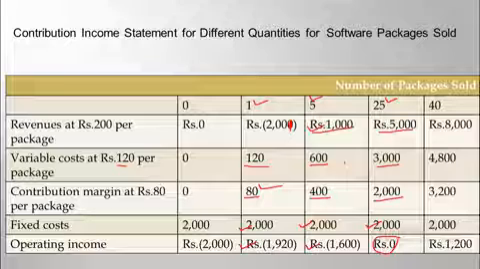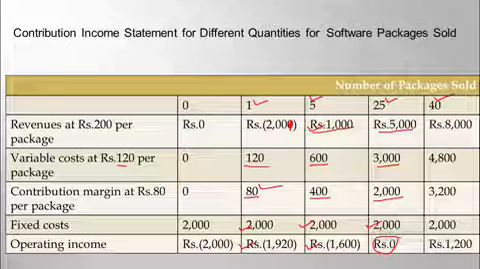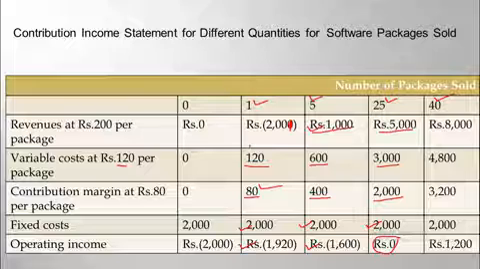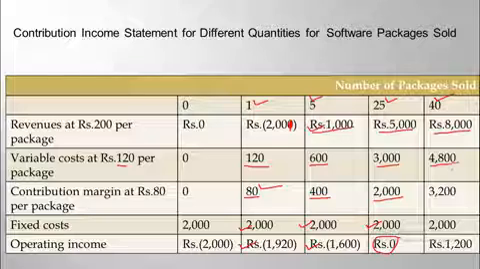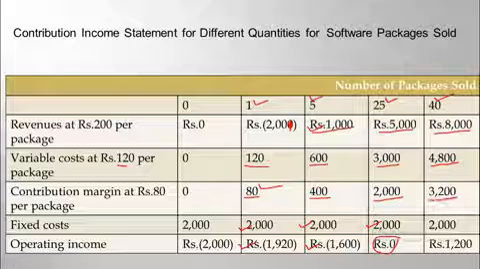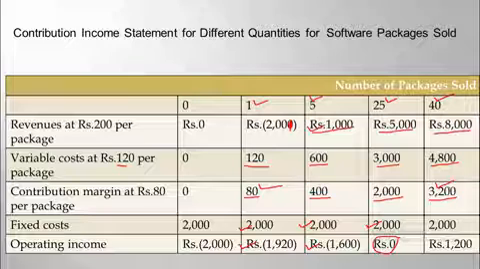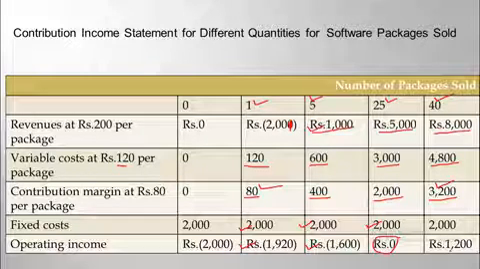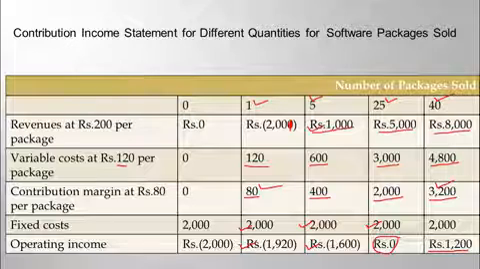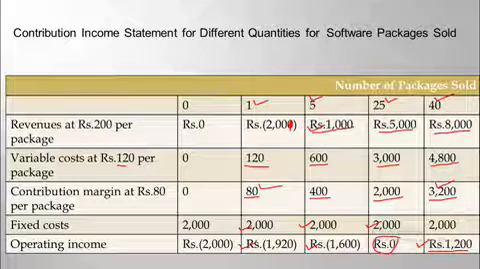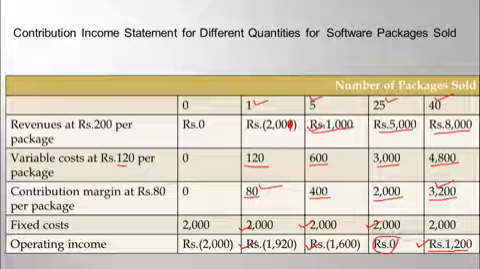But in case the software company sells 40 software packages, 40 multiplied by 200 is equal to 8000 rupees will be their sales, and 40 multiplied by 120 is equal to 4800 will be their variable cost. So 8000 minus 4800 variable cost, the contribution will be rupees 3200. And as the contribution is 3200, from this contribution we can cover the fixed cost of rupees 2000, then we will be in a profit of rupees 1200. So this was the income statement for the different quantities of software packages which are being sold by the company.